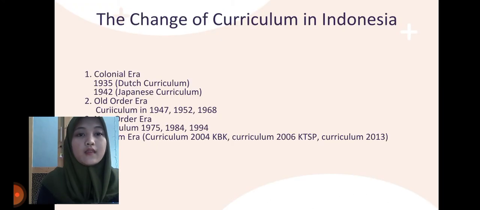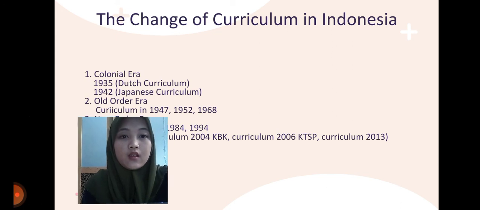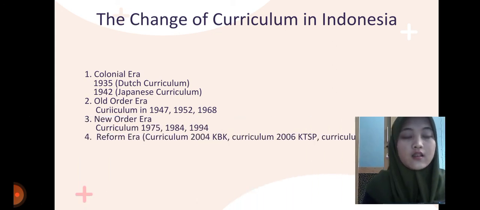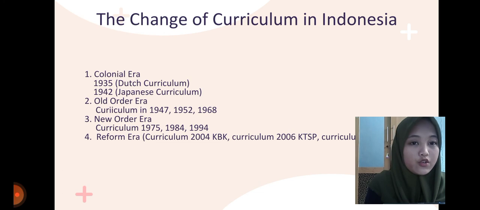Next, this is the change of curriculum in Indonesia. Number 1, colonial era. There are 2 categories: in 1935, Dutch curriculum, and then in 1942, Japanese curriculum. Second, old order era. There are 3 categories: curriculum in 1947, curriculum in 1952, and then curriculum in 1968.